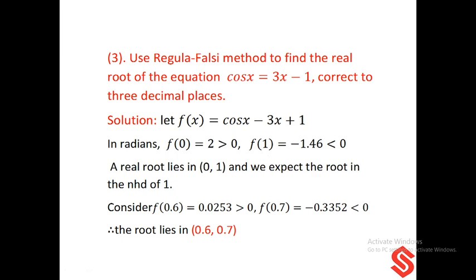So since the interval is 0, 1, and we are expecting a root nearer to 1, we substitute the values of x like 0.9, 0.8, 0.7, etc. So we get f of 0.6 is equal to 0.0253, which is positive, and f of 0.7, that is minus 0.3352, is negative. So for these two consecutive values 0.6 and 0.7, f of x has opposite sign, so we can say the root lies in the interval 0.6, 0.7.